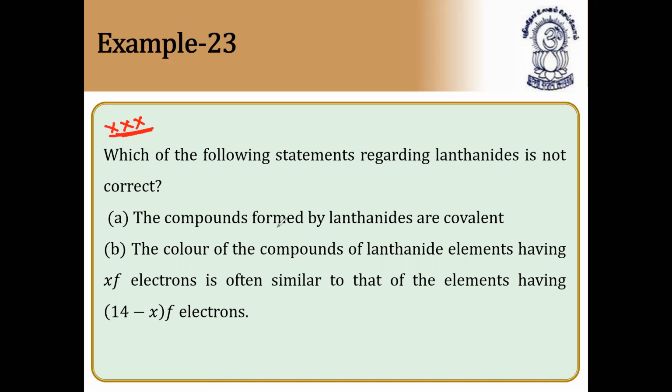The compounds formed by lanthanides are covalent. The color of the compounds of lanthanide elements having x f electrons is often similar to that of the elements having 14 minus x f electrons. So the color is similar. This statement also we have seen in general properties. So this is correct. That is the first one, and the second one. Next, we look at the third statement.